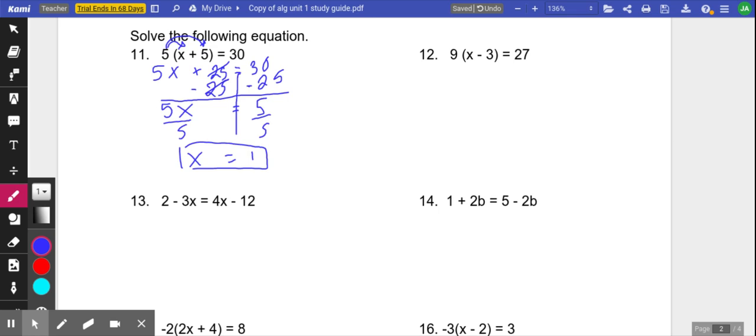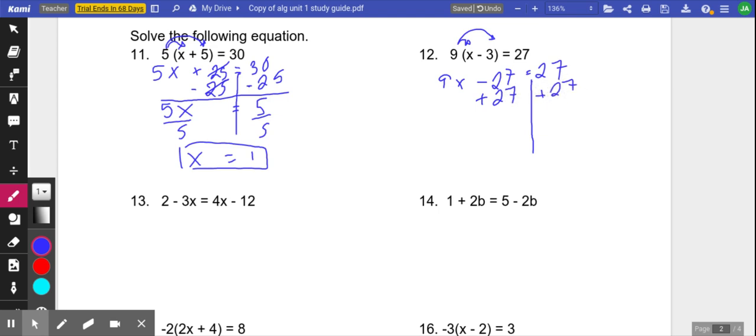All right, so for number 12, once again, we have to distribute. So I'm going to distribute the 9 to the x and the minus 3. So we'll have 9x. Then we have positive 9 times negative 3. So that's going to be a negative. 9 times 3 is 27, equals 27. All right, and then we want to get that 9x term alone first. So we have a minus 27 here. So that means we're going to add 27 to both sides.